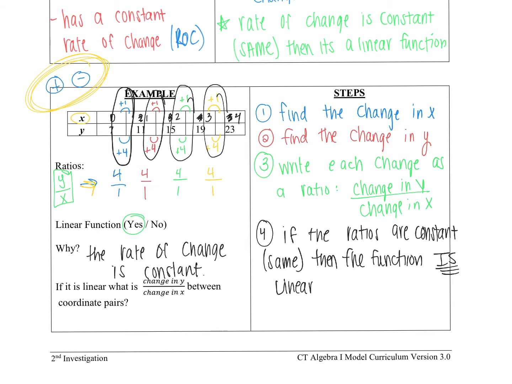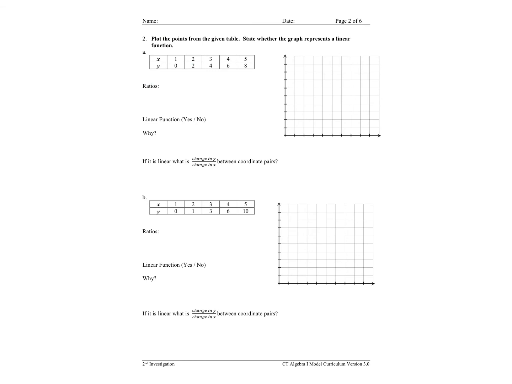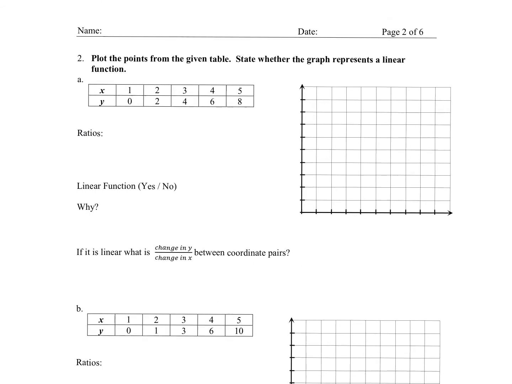And then all that's saying is if it is linear, what is your rate of change? Whatever your ratios are, that is your rate of change. So in this case, your rate of change is 4 over 1. All right, we're going to move on, and we're going to do 3 more examples together, and you're going to be asked to do the rest on your own. We're going to follow the same exact steps. So I'm flipping over.